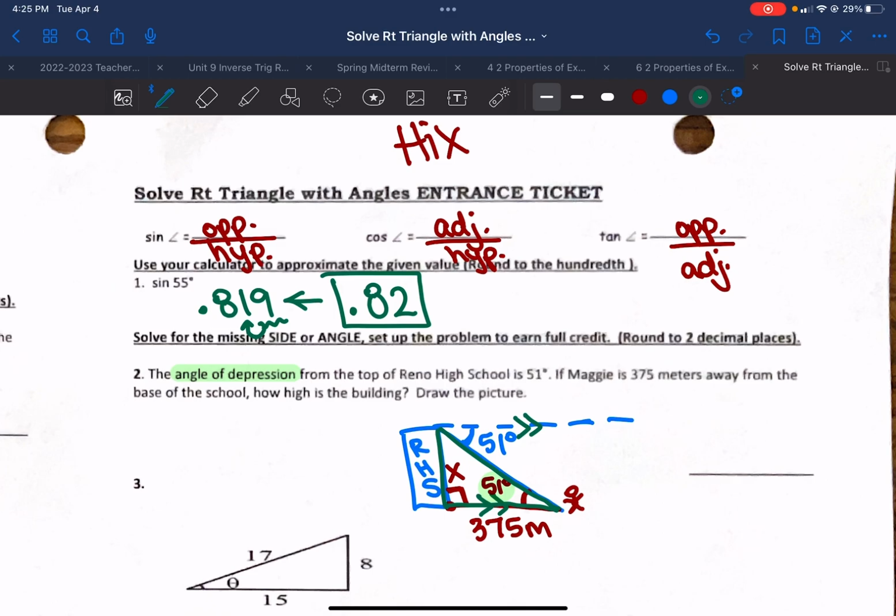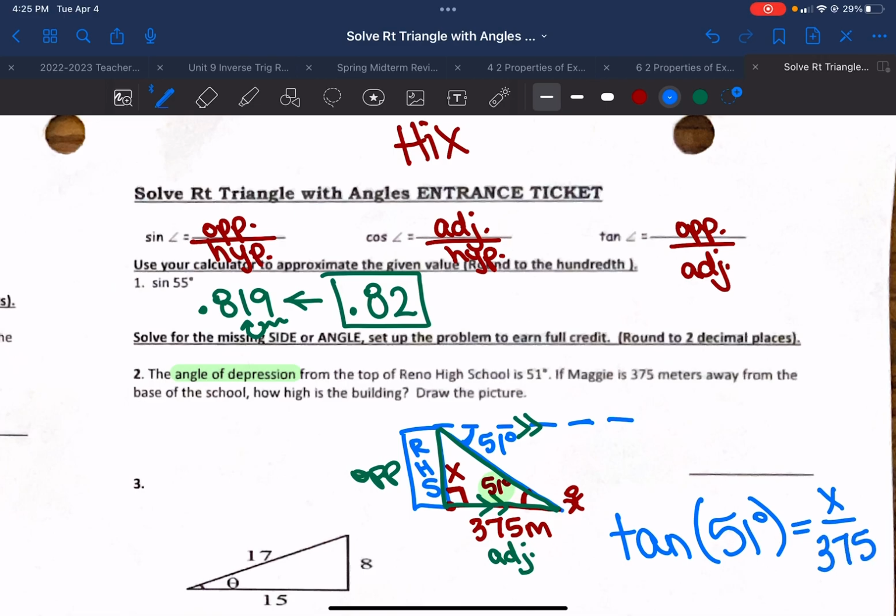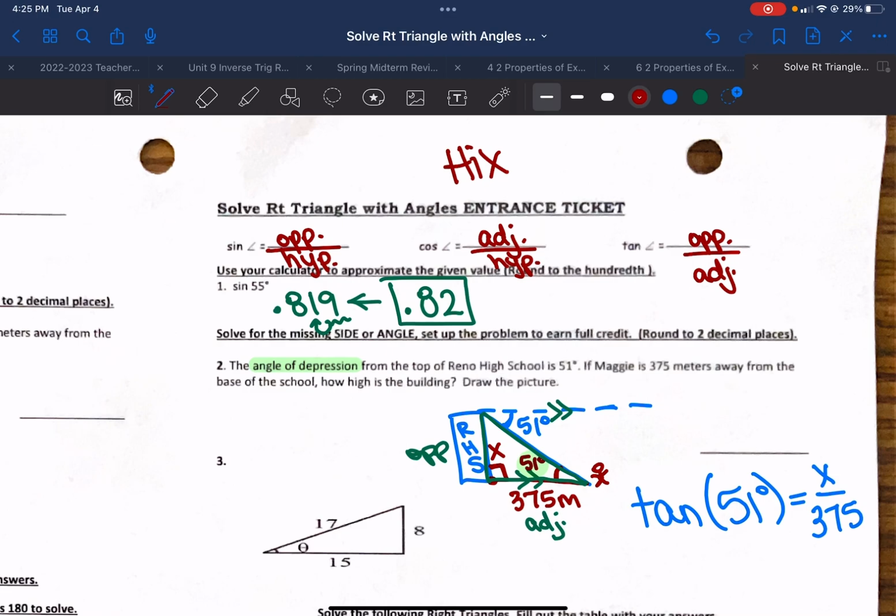The pieces of information that I know are the 375 meters, which would be adjacent to that angle. And I am looking for the height of the building, which would be the opposite side. The trig function or ratio that deals with opposite and adjacent is going to be tangent. So setting it up, the tangent of 51 degrees is equal to my opposite side, which is the thing I'm looking for, divided by 375, my adjacent side. In order to get x by itself, I need to multiply both sides by 375. And so in my calculator, I'm going to type in 375 times the tangent of 51.